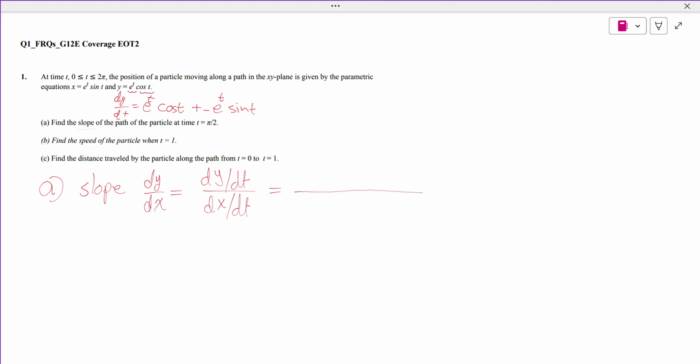So this is e to the power of t cos of t minus e to the power of t sine of t. And dx over dt will be similar. So it's a product rule. Differentiate the first, leave the second, plus leave the first, differentiate the second.